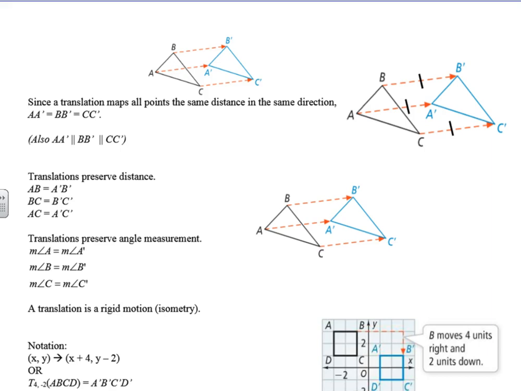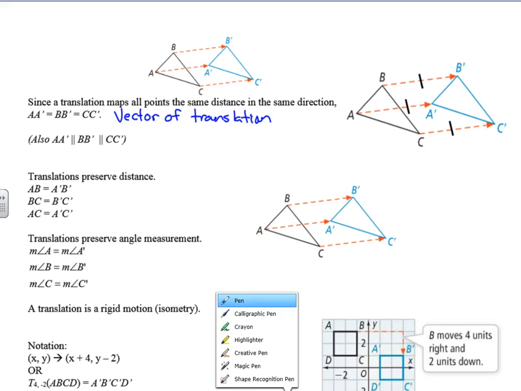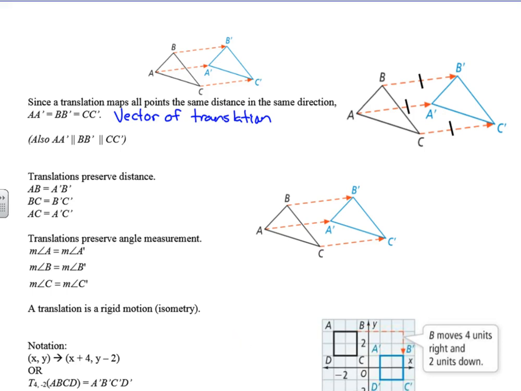Next page. Since a translation maps all points the same distance in the same direction, what we see here is called the vector of translation. All of these are the same and parallel. I'm going to use a highlighter here to help you see this. As we go from A to A prime, what do we see? B to B prime, C to C prime.